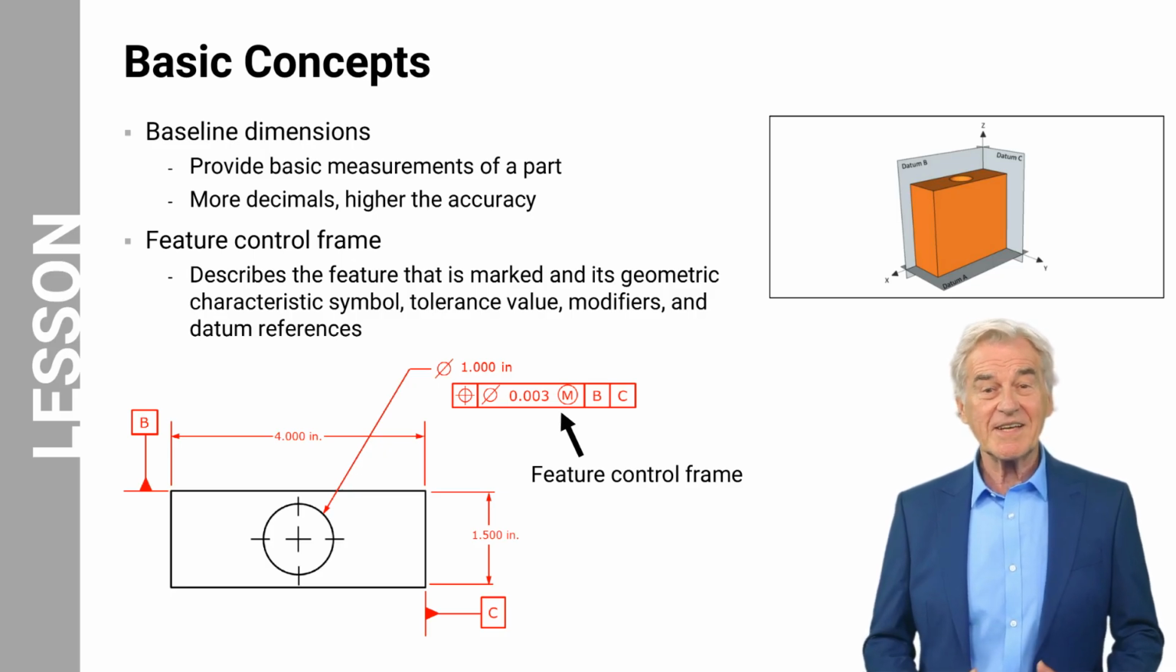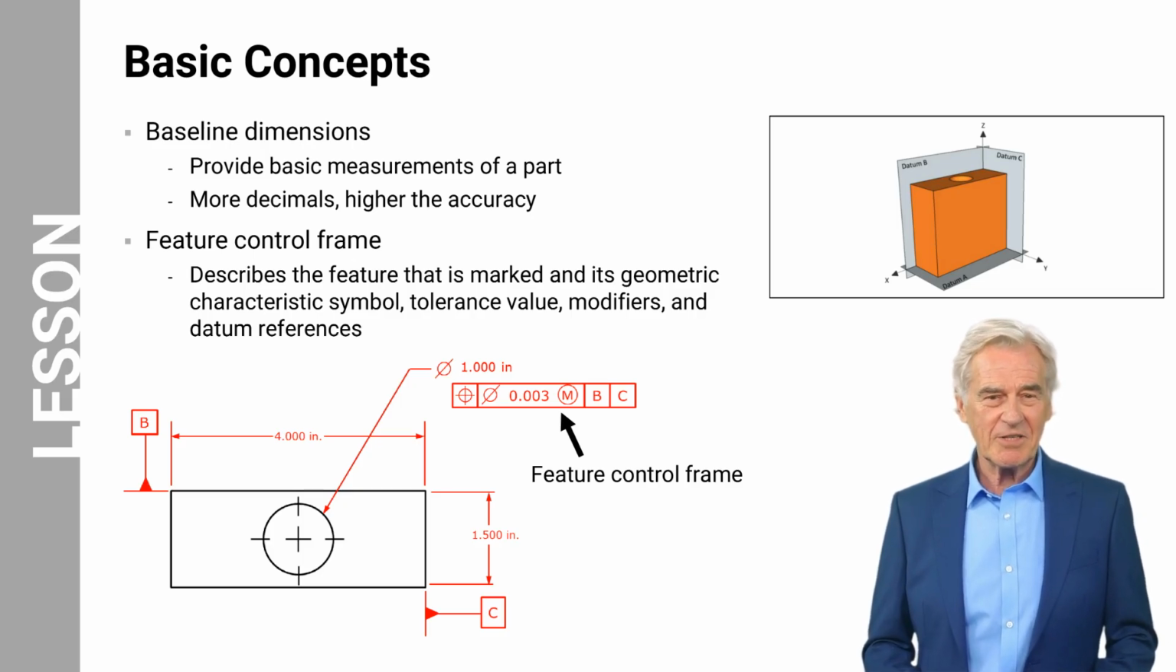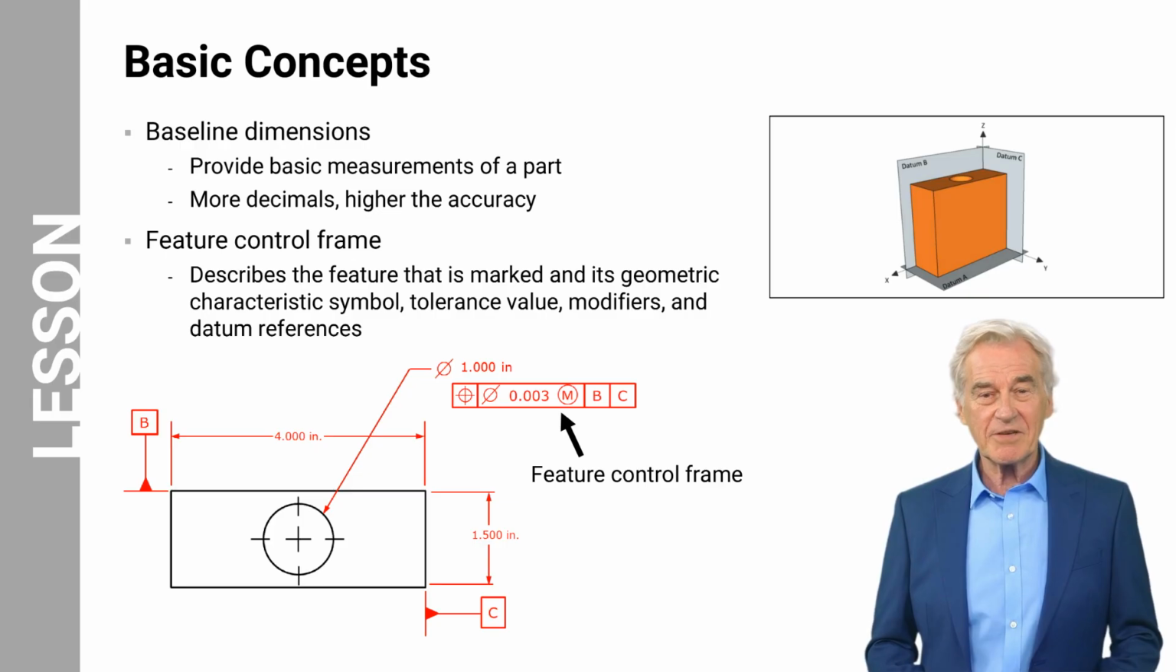The group of boxes on the right of the drawing is called a feature control frame. The feature control frame describes the feature that is marked in its geometric characteristic symbol, tolerance value, modifiers, and datum references. In this case, the feature control frame provides information about the hole in the block. The next slide explains the feature control frame and modifier in detail.